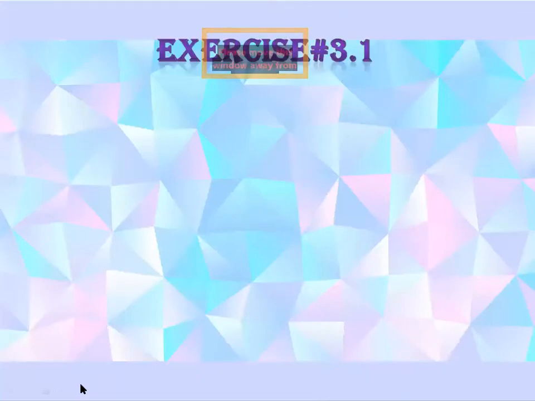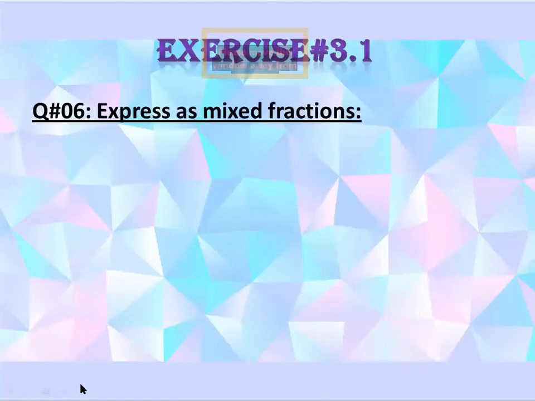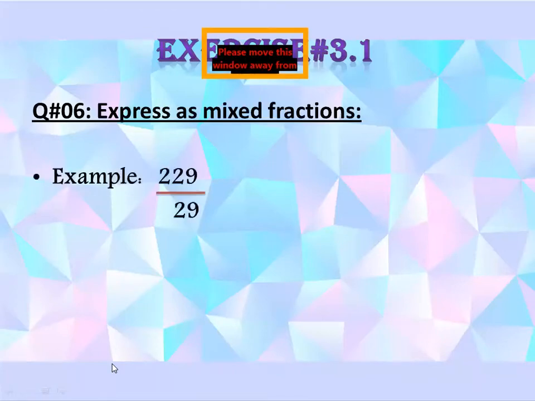In the next slide, I will solve one question from exercise number 3.1, and this is the last question. This is the last question of exercise 3.1, that is express as mixed fractions. Here you have 229 upon 29. So you have to express it as a mixed fraction. Here you have an improper fraction.